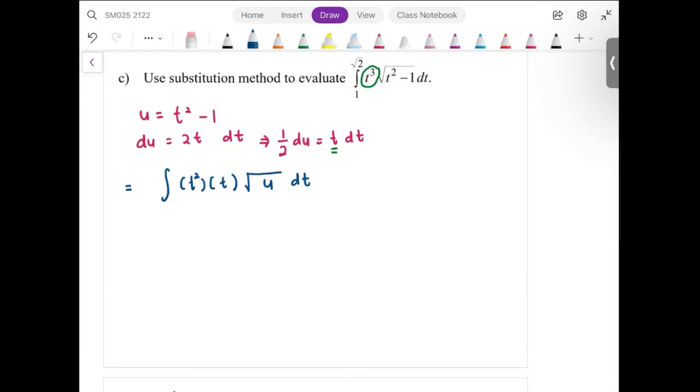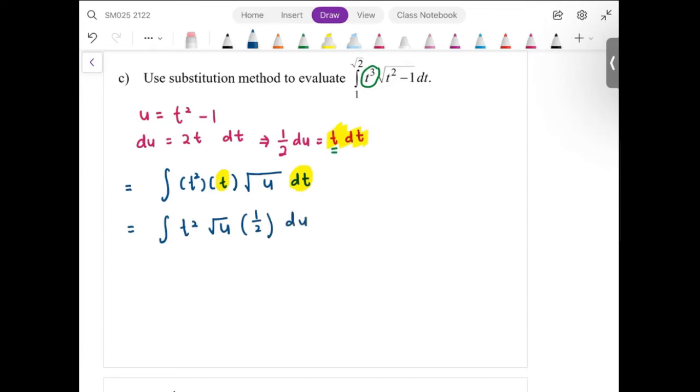Okay. Now, apa yang kita boleh tukar kat sini dah nampak obvious. So, t dt. Kita pun ada t dt. So, that one would be half du lah dalam soalan. So, we can rewrite this back as, okay, t squared stay as it is. Tak berubah lagi. And then kita dah dapat root u. Okay, t dt kita dah jadi half du.